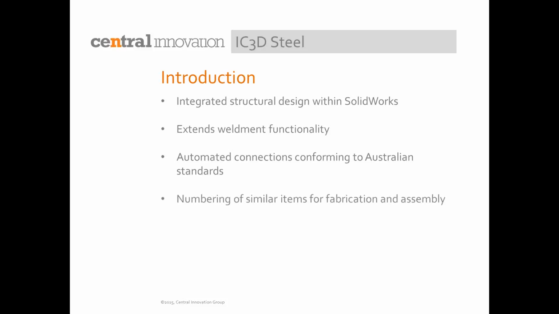Numbering of similar items in your design for fabrication and assembly purposes. So we can group similar items together, or beams or columns or plates, things like that. We can also virtually group items together for assembly purposes. You want a numbered item for all the items in a portal frame or something like that. We can group them together and create drawings of those.